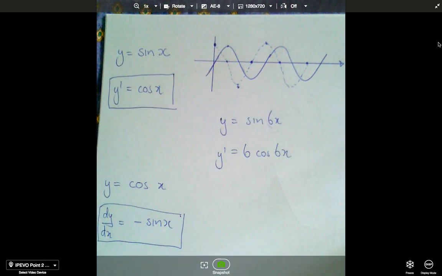And the same happens for the cos curve. So there's our first rule. What happens to sine? It becomes cos. What happens to cos? It becomes minus sine.